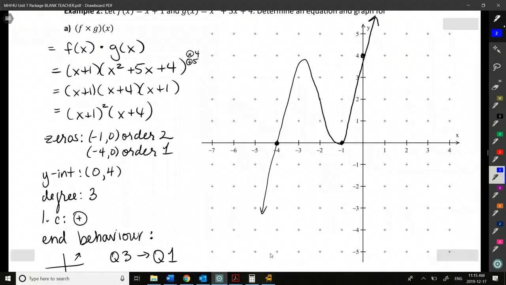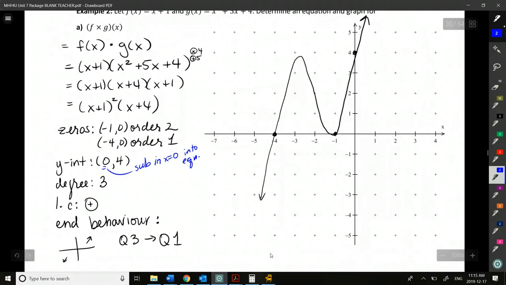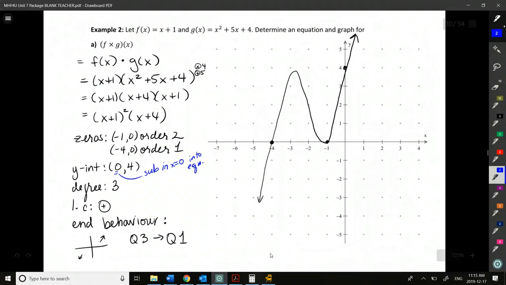Can you get the y-intercept again? Just sub in 0 for x. How do you know which one to do it to? You can do it to either this or this. It's the same function. Okay?